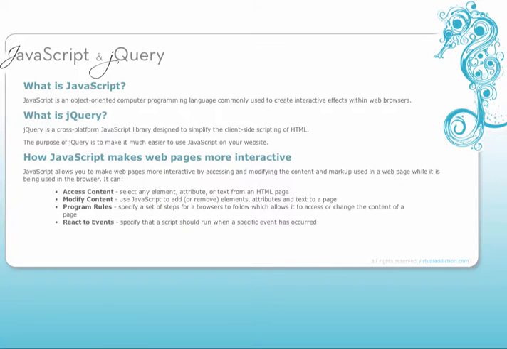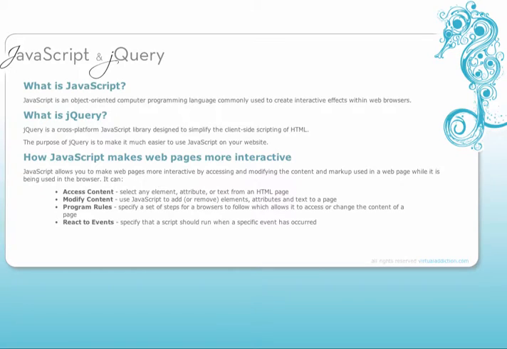So you can use JavaScript to select any element, attribute, or text from an HTML page. For example, you can select the text inside of all of the H1 elements on a page. Or you could select any element with a value of a specific class name. Or you can find out what was entered into a text input whose ID attribute has a value of, let's say, email. You can also modify content.